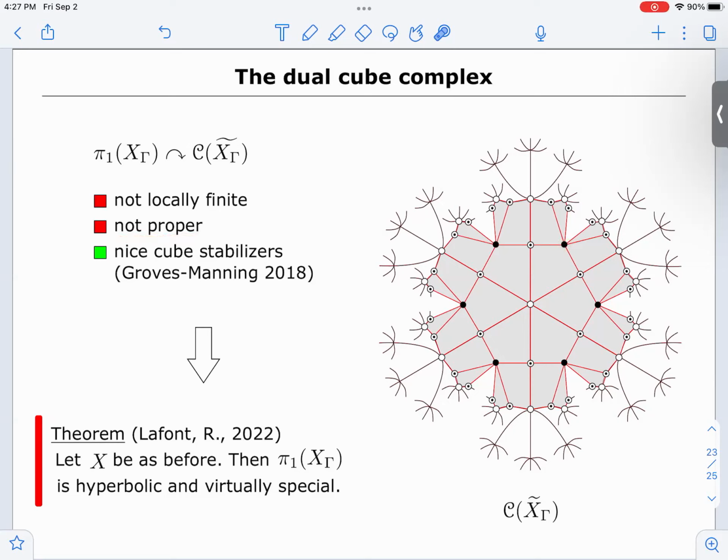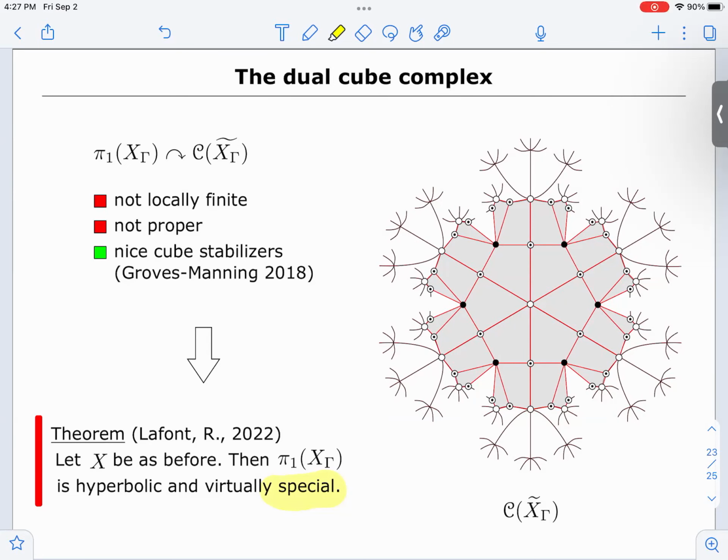But one good thing about this way of running the cubulation is that we can identify those stabilizers that are not finite. So whenever we have one of these points with a stabilizer that's not finite, we're able to relate that stabilizer to the action by deck transformations on the universal cover. So that's something we understand better. And that's enough for us to trigger a criterion by Groves and Manning that implies specialness of the group, even if the action is not proper.